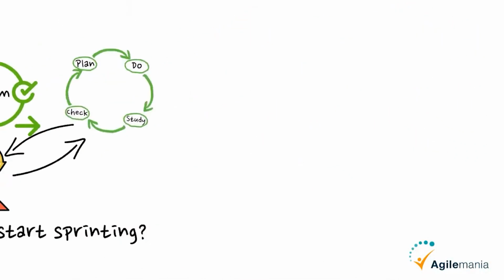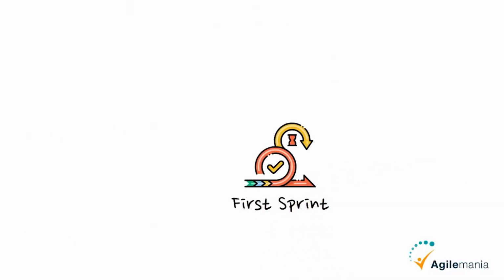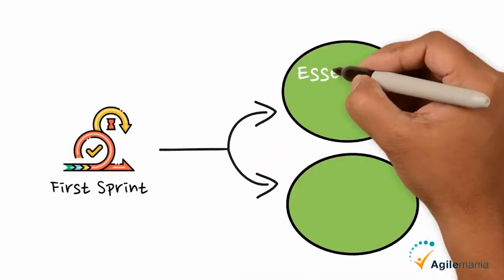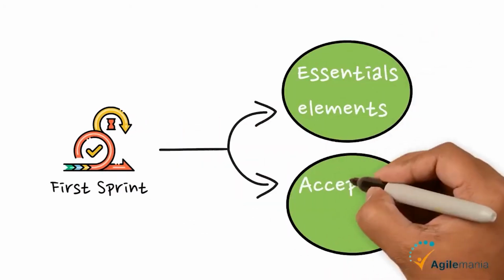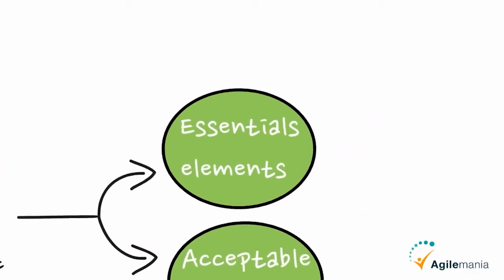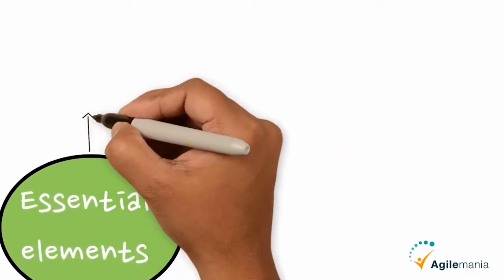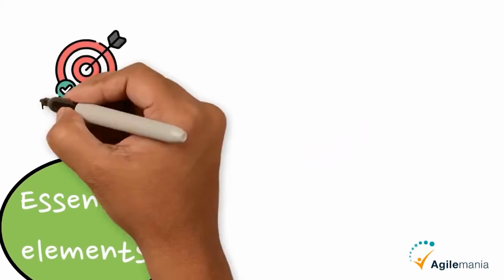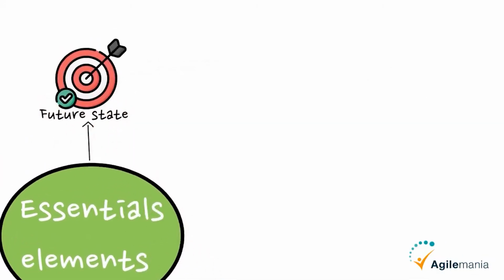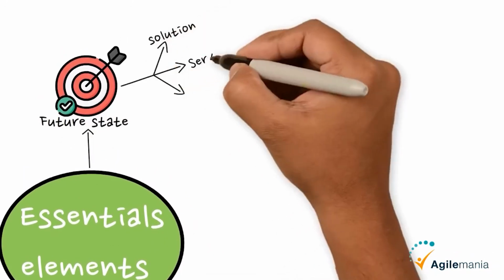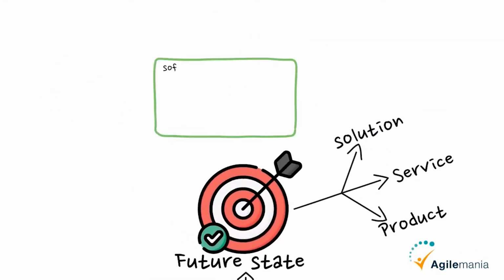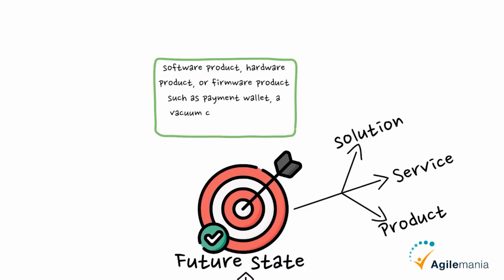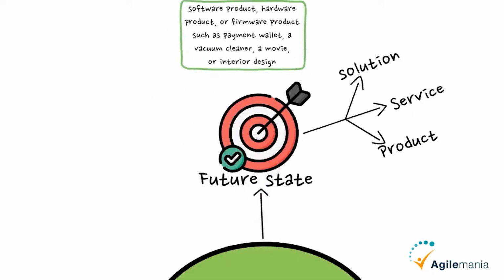We need a few things to start our first sprint, and I am putting them into two categories: essential elements and acceptable practices. There are three essential elements that I think have to be there. First, a product goal, a goal that describes the future state of a product. A product can be a solution, service, or a product such as software, hardware, or a firmware product like a payment wallet, a vacuum cleaner, a movie, or interior design.